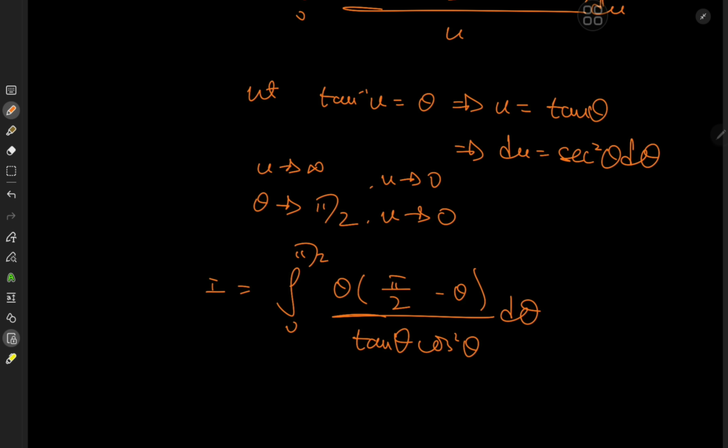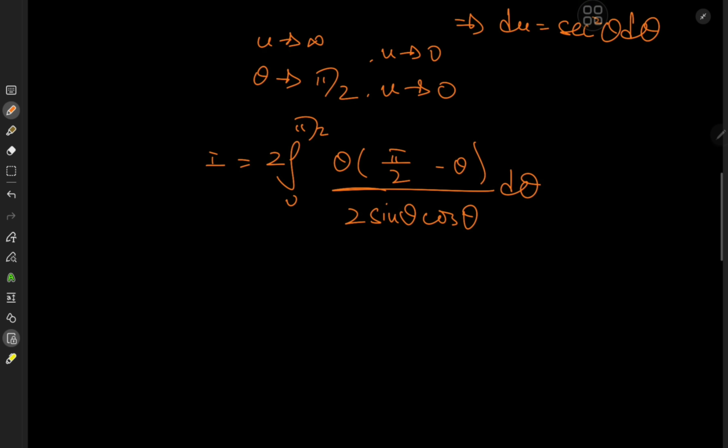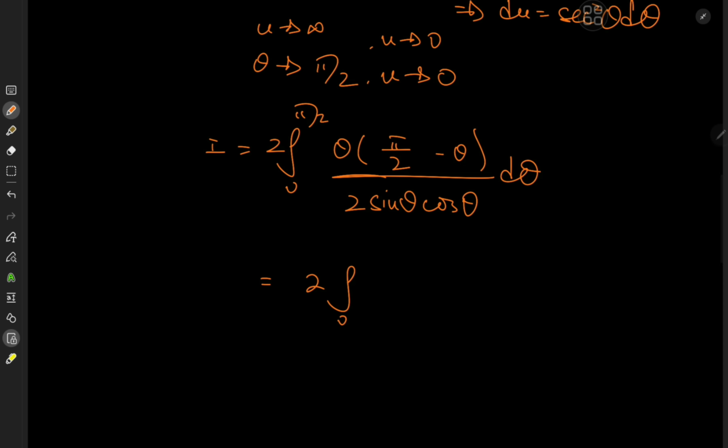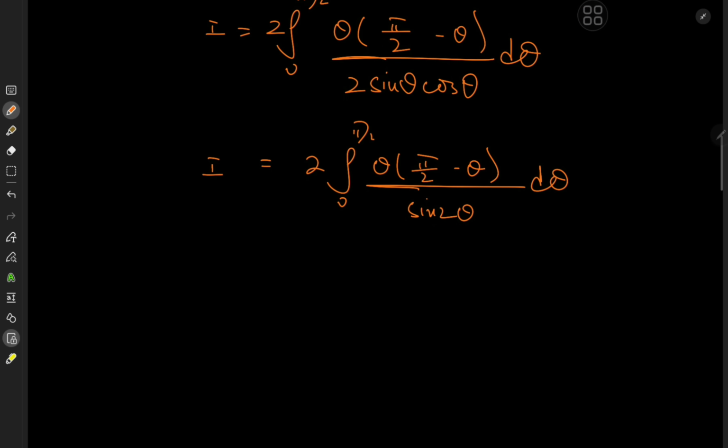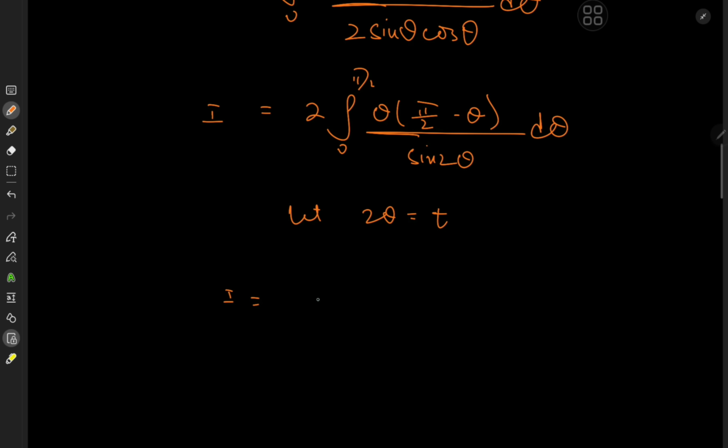But we also know that tangent is sine over cosine, so that means you could cancel out one of the cosines, and we're left with sine theta times cosine theta, which would look a lot nicer if there was a factor of 2 somewhere, which we introduce. And now we have, by the double angle formula, twice the integral from 0 to pi over 2 of theta times pi over 2 minus theta over sine 2 theta d theta. And just for the sake of convenience, or aesthetics, I'm going to let 2 theta equal t, so that now I is, well, what exactly?